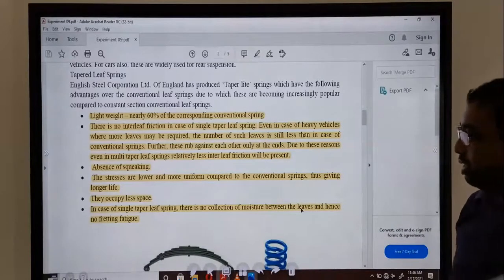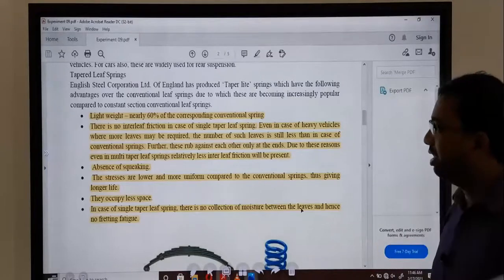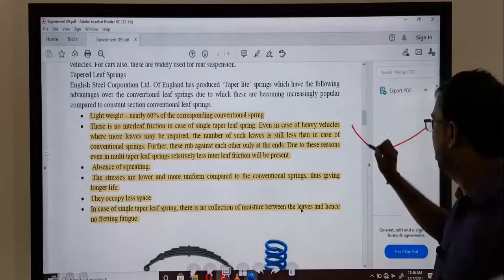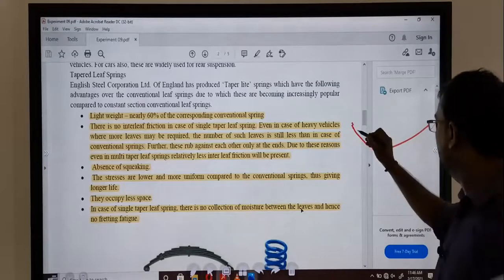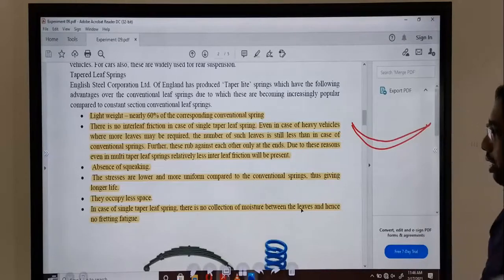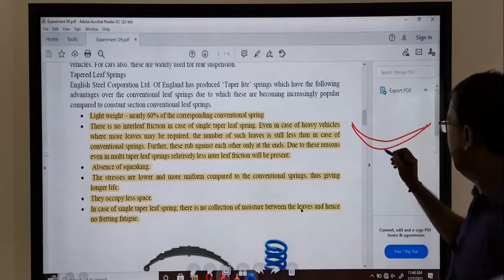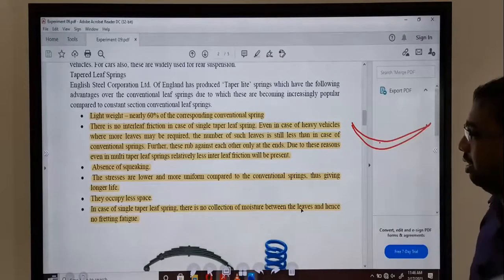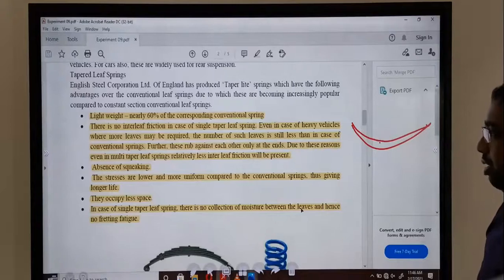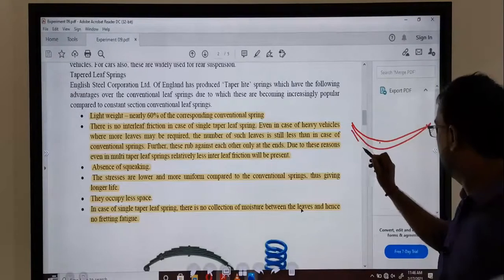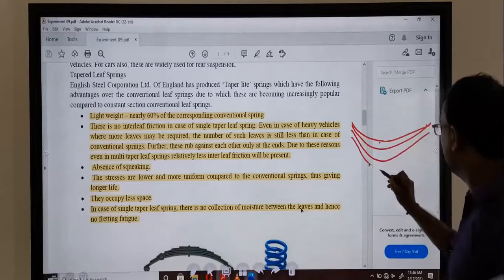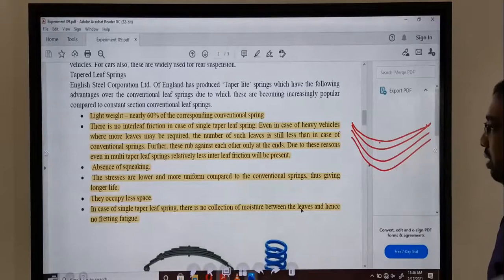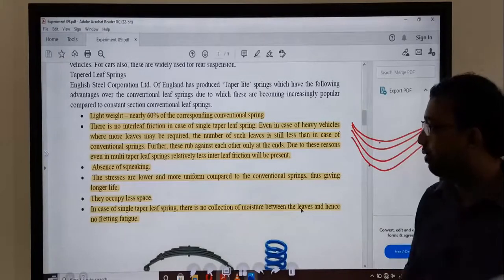There is no interleaf friction in the case of single taper springs. Single means there is one leaf spring, like this. So there is no interleaf friction because it is one material. Even in the case of heavy vehicles where more leaves may be required, the number of such leaves is still less than in the case of conventional springs.